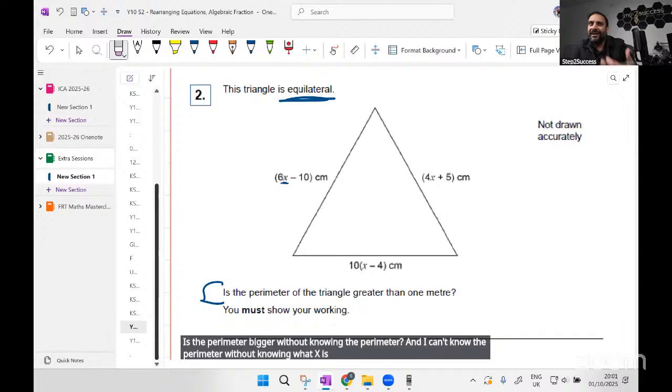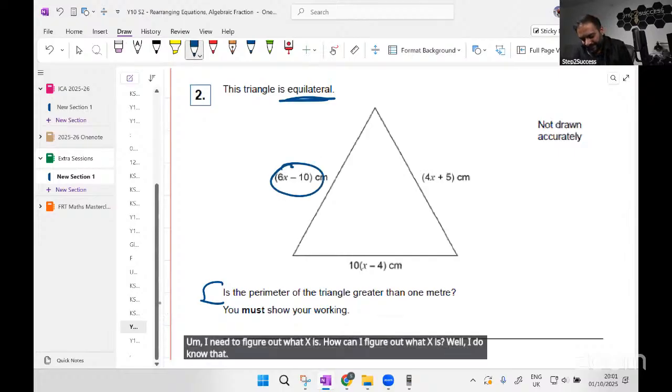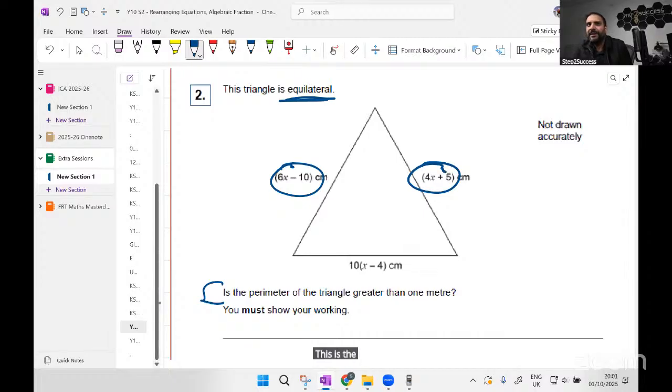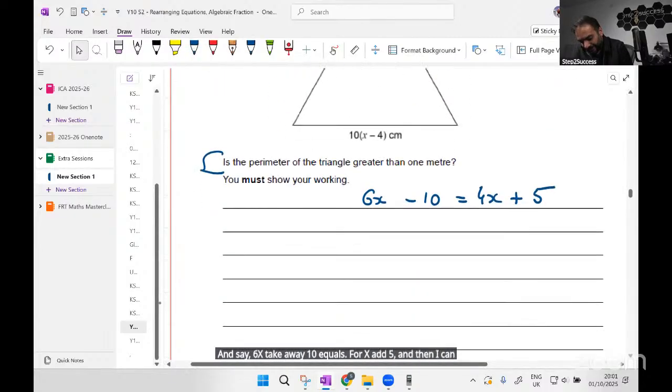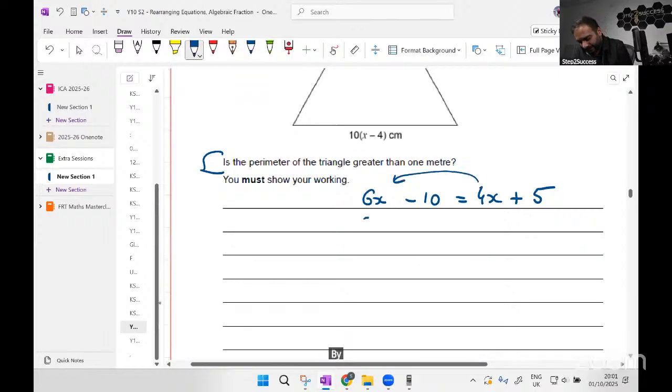And so this is how you have to think through these slightly harder maths questions. I need to figure out what x is. How can I figure out what x is? Well, I do know that this is the same as this because they are equilateral. So I can write that down and say 6x take away 10 equals 4x add 5. And then I can solve this equation in the way that we've been doing by 6x take away 4x is 2x.